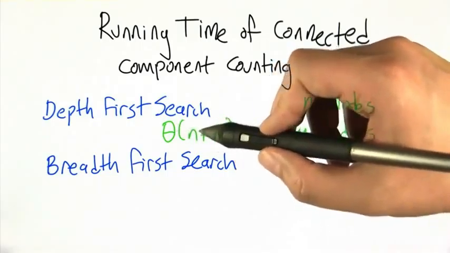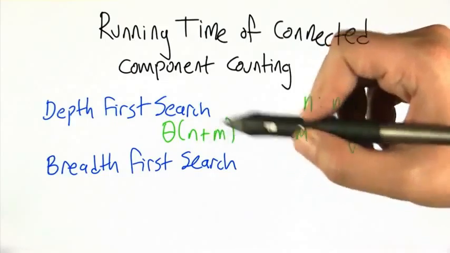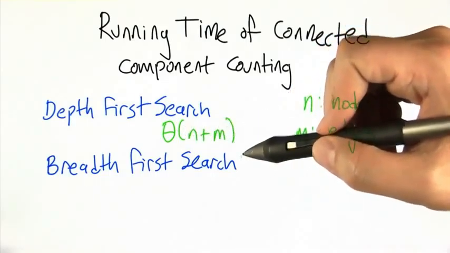And it's worth pointing out that this is linear in the size of the graph, right? The graph consists of some number of nodes and some number of edges, and that's the whole story. So this is actually linear in the size of the graph.